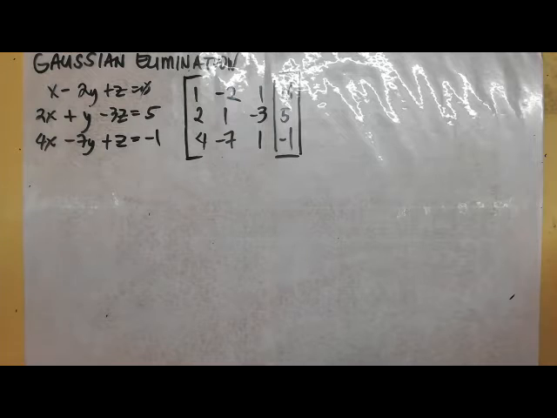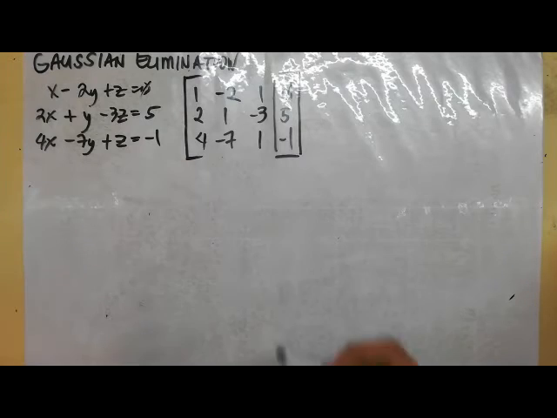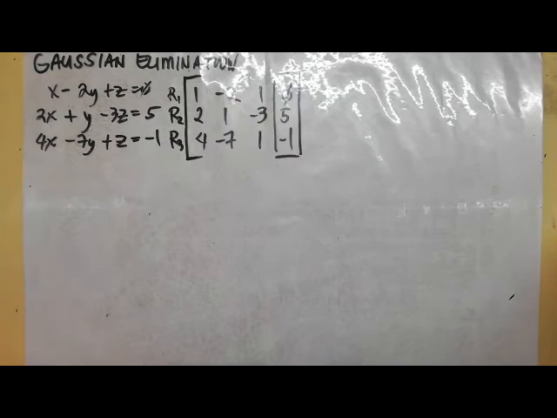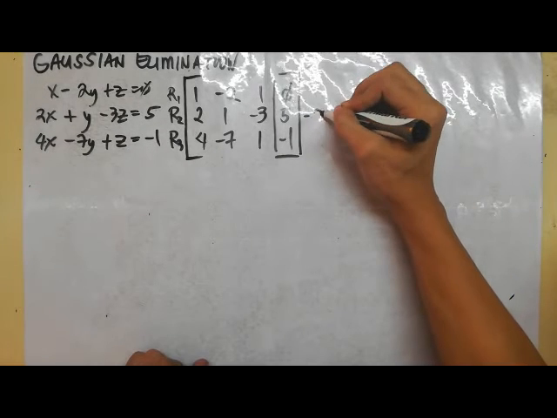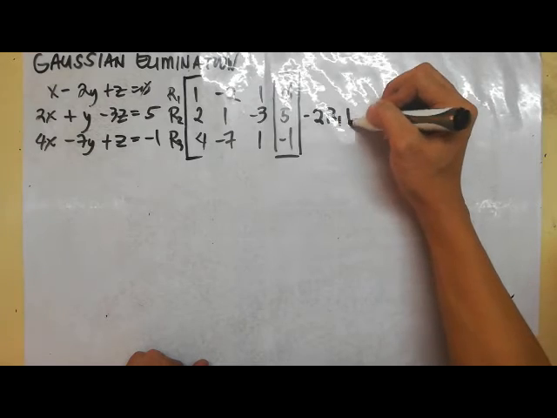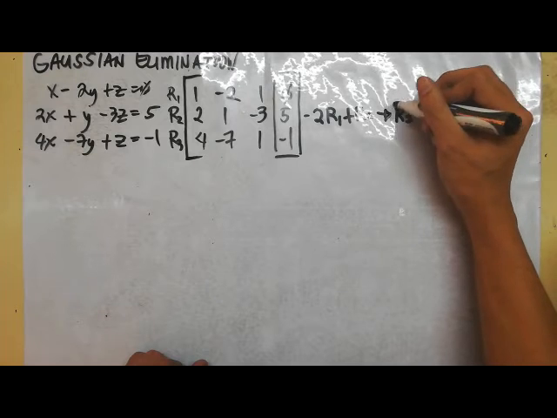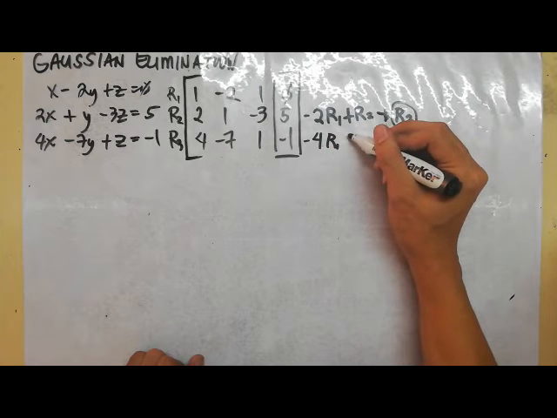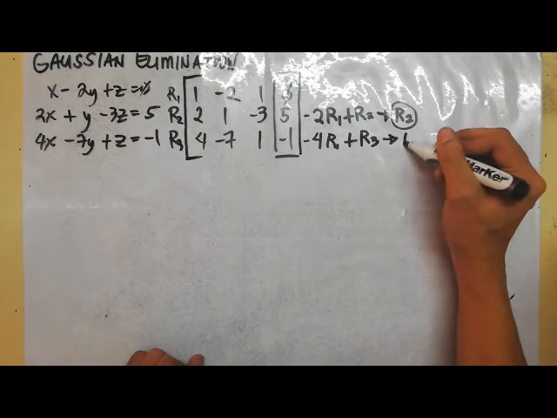First, we have to eliminate these two numbers. Sorry, we need to label these three rows R1, R2, R3. So we will eliminate these two numbers, the 2 and 4. We have this formula: negative 2 R1 plus R2 for the new values for row number 2, and negative 4 R1 plus R3 for the new values for R3.